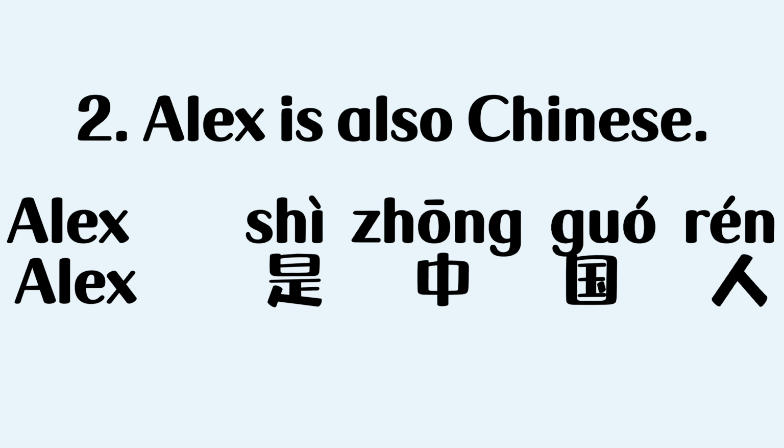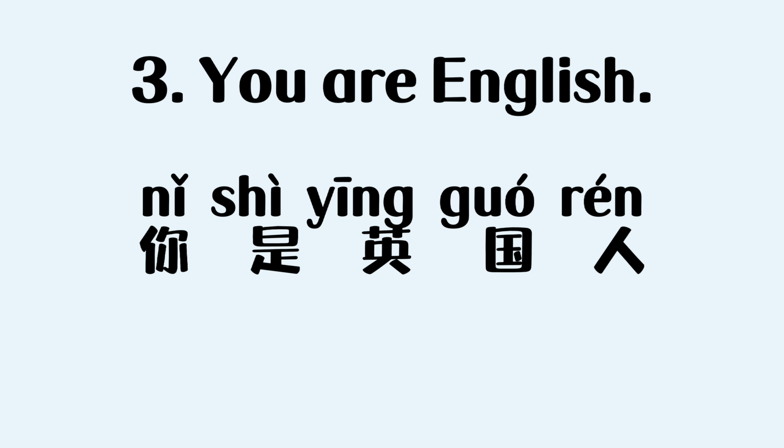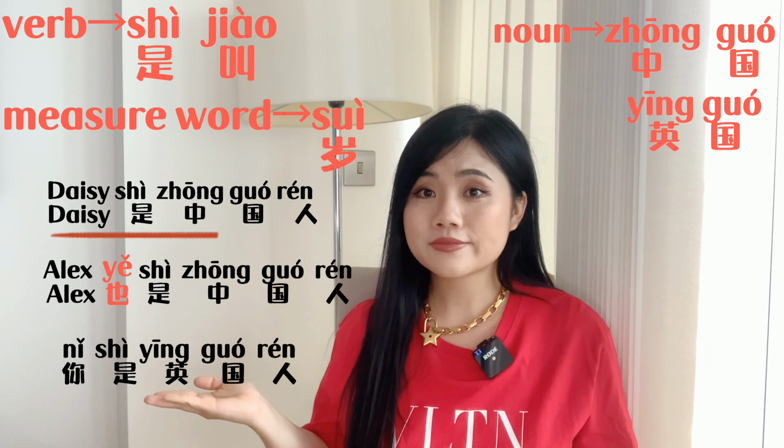Alex is also Chinese. Did you remember how we say "also" in Mandarin Chinese? In the past lesson, lesson 3, we learned "also", we call it 也. We will put 也 after the subject. So here it will be Alex 也是中国人. The last one, you are English, is 你是英国人. So now we can read those 3 together.